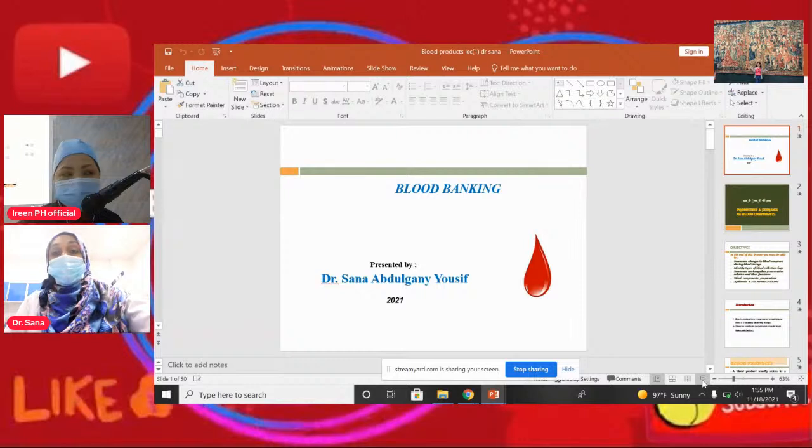In my hospital, there is no donation unit. The blood units come from the university or governmental hospital. Okay, production and storage of blood components.